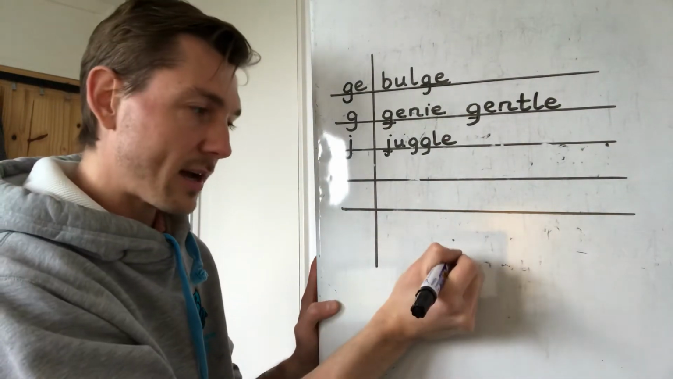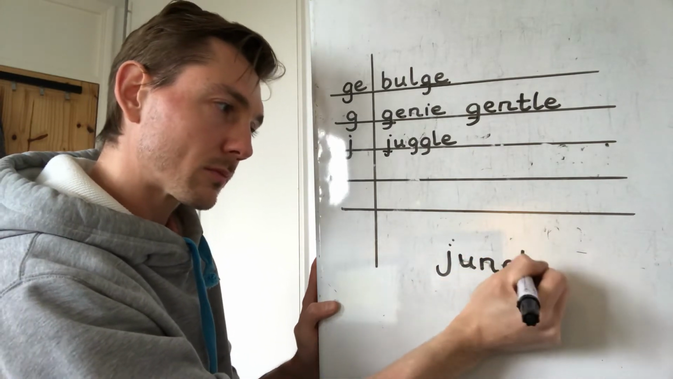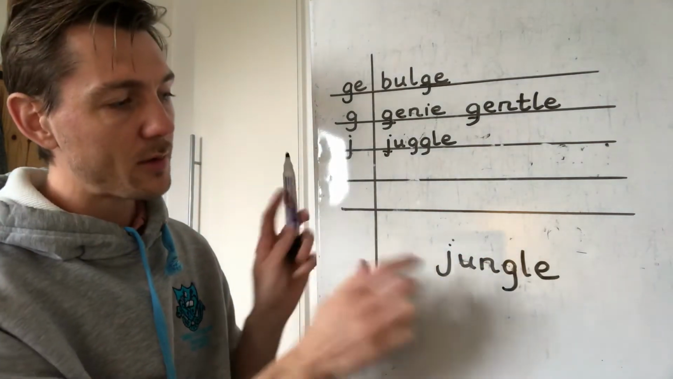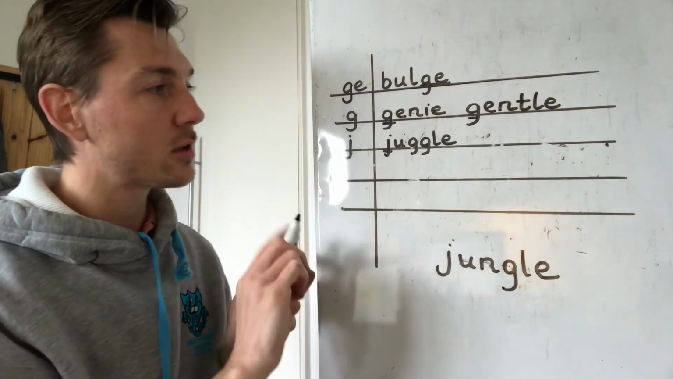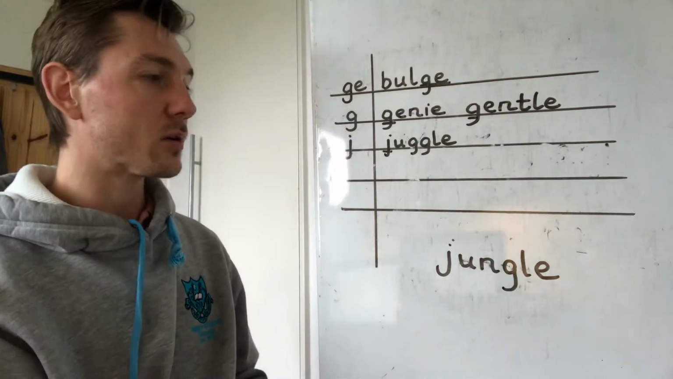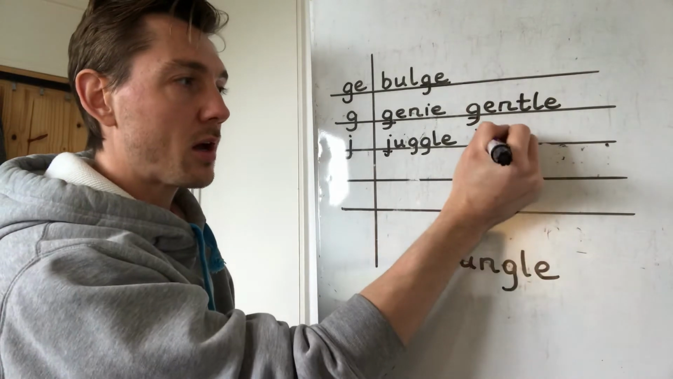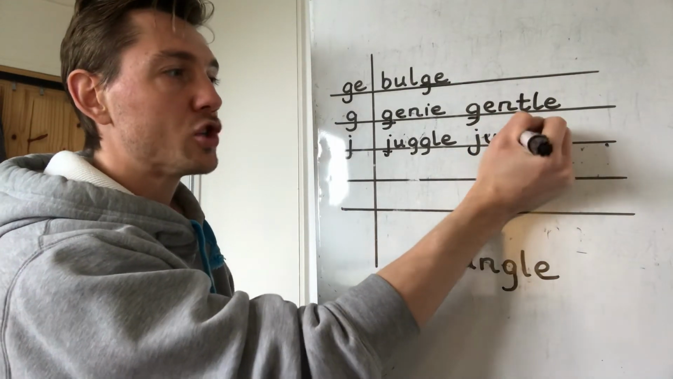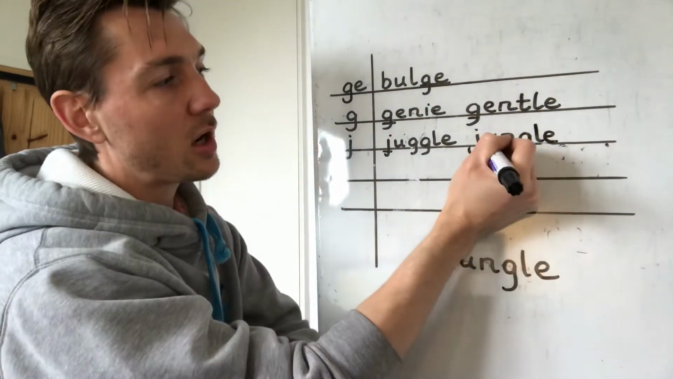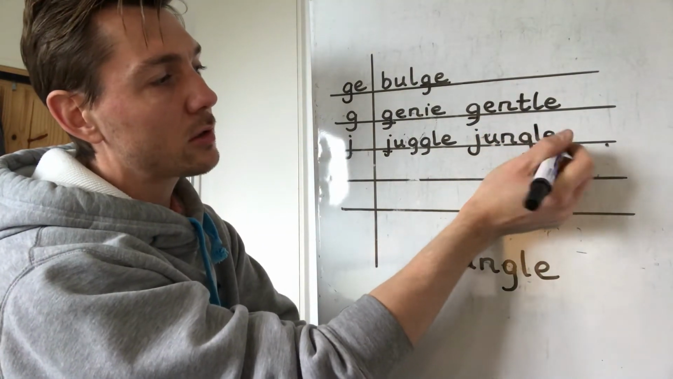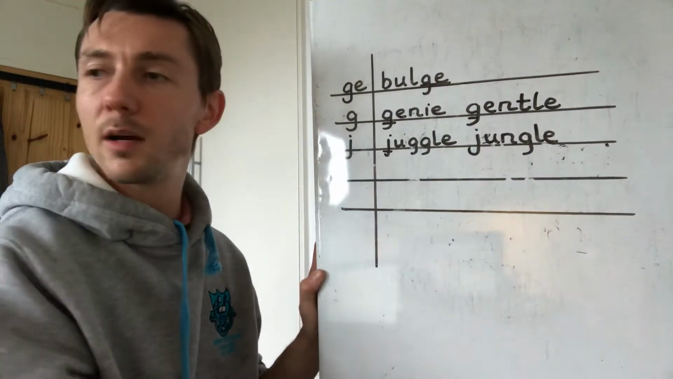Let's see, let's have, after 3, 1, 2, 3. Jungle. Okay, we know where jungle goes. It's that j on its own spelling, isn't it? J, u, ng, jung, g, l, gle. J, u, ng, jung, g, l, gle, jungle. Next up.